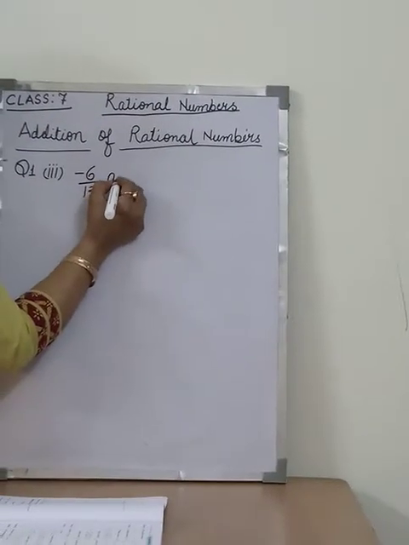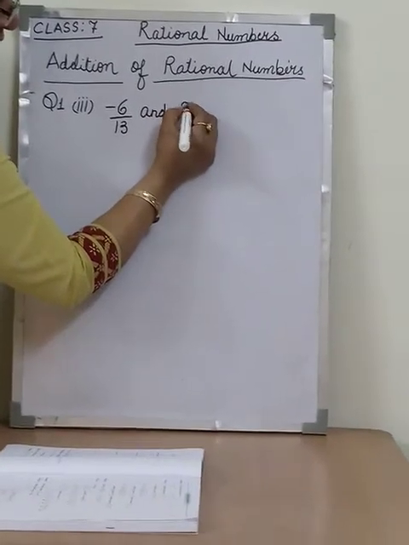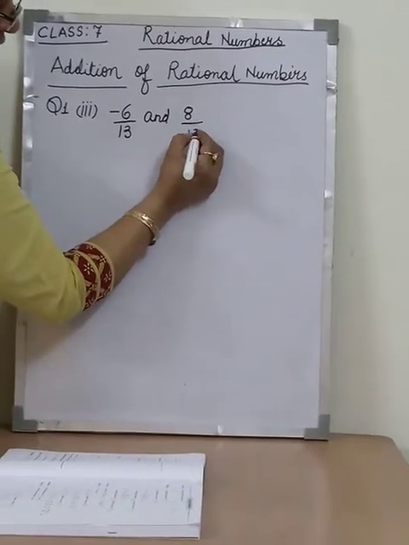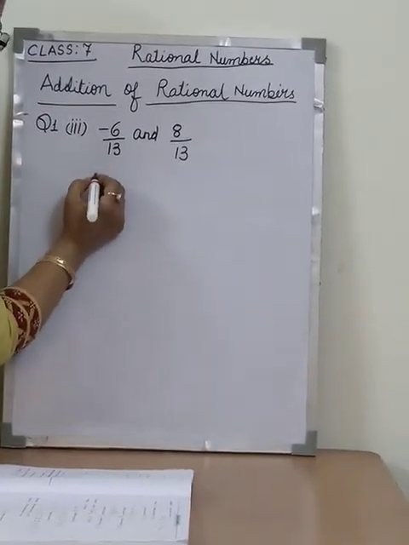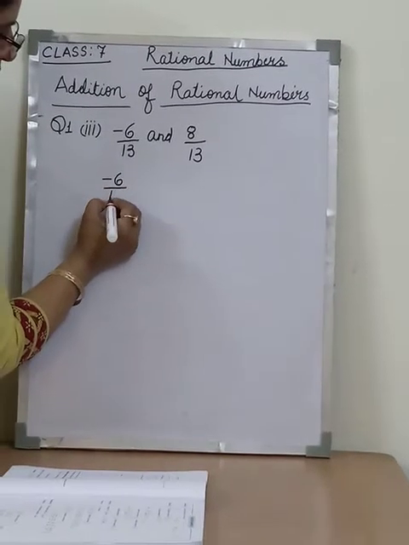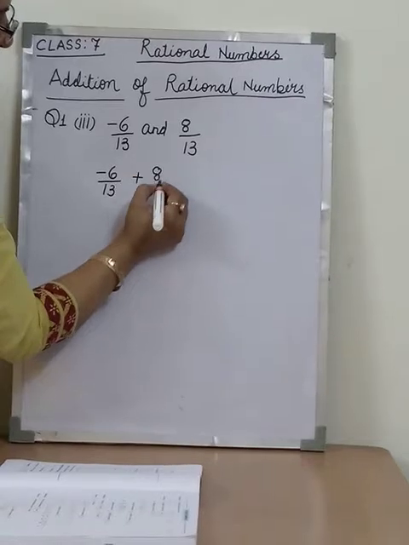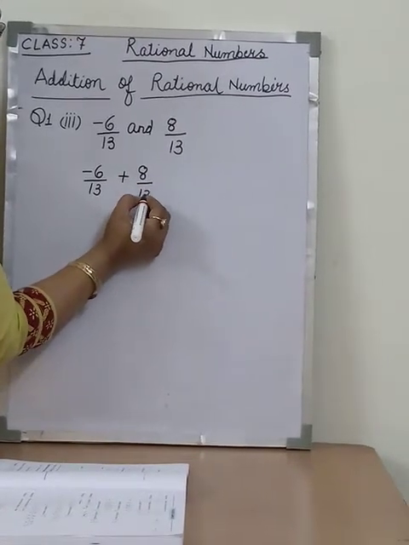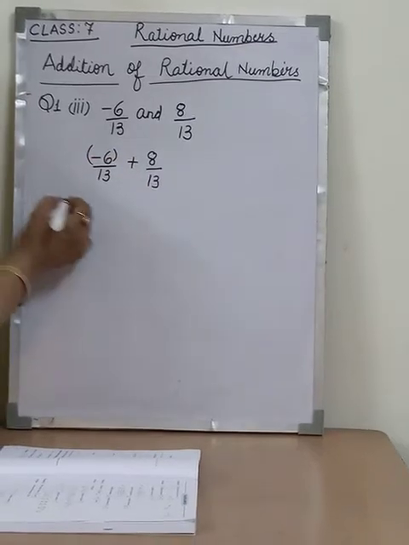So I copy down the question first. It is minus 6 by 13 and 8 by 13. Now the question says add the following rational numbers, so we write the mathematical expression. So it becomes minus 6 by 13 plus 8 by 13. Always write the negative in a bracket.